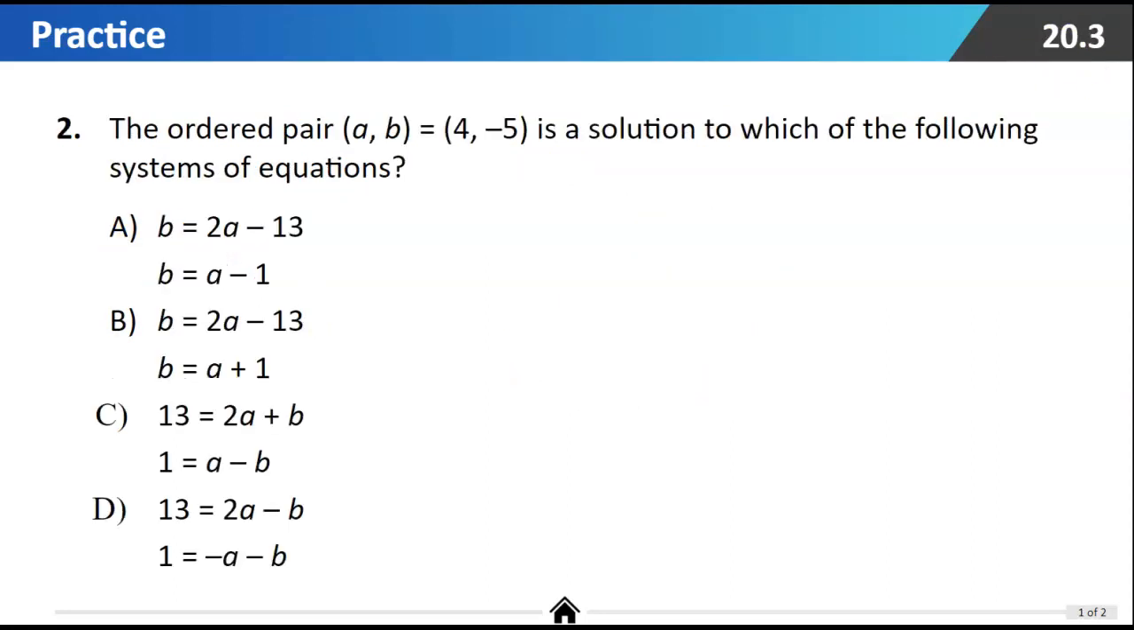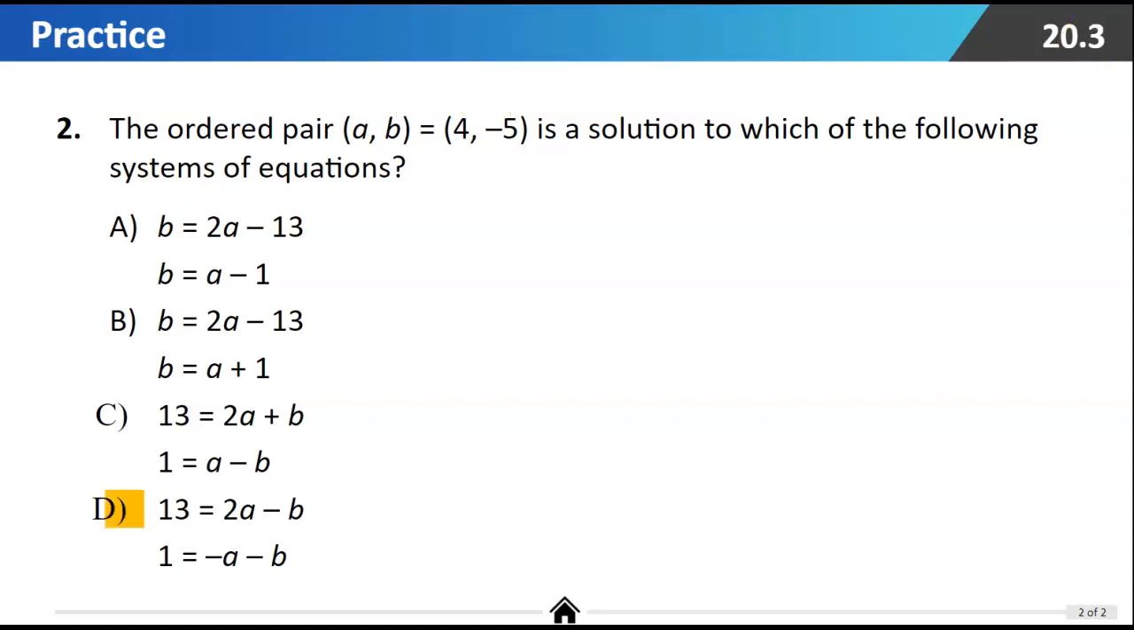On this next question, if we're going to have an ordered pair be the solution, that means A is the value 4. So we have a value of 4. B has a value of negative 5. And you would have to sub each of those values into each of these questions. So B becomes negative 5, A becomes 4, and you would simplify to determine which is the correct response.